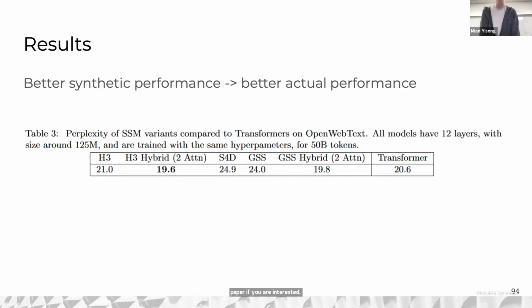Obviously the results are good, right? It matches transformers in perplexity. So the main takeaway is that better synthetic performance actually implies better actual performance, right? So the two in-context learning tasks are actually important.